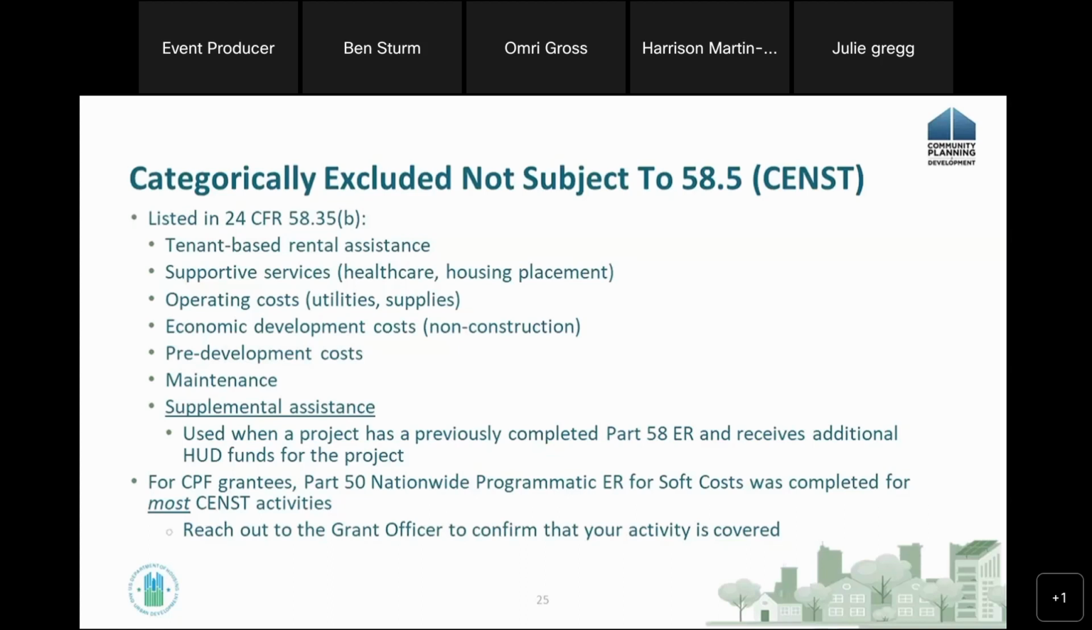This is rental assistance that is attached to the renter, not the unit. Project-based rental assistance and/or leasing, where the funding is attached to the property, is considered CEST, which is a higher level of review.